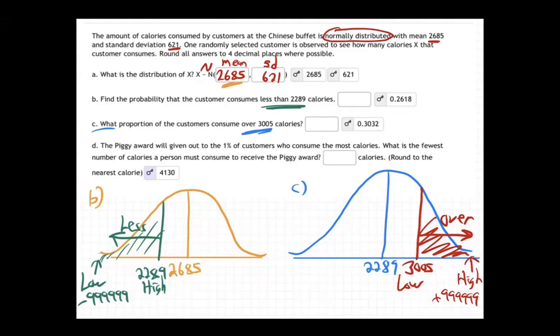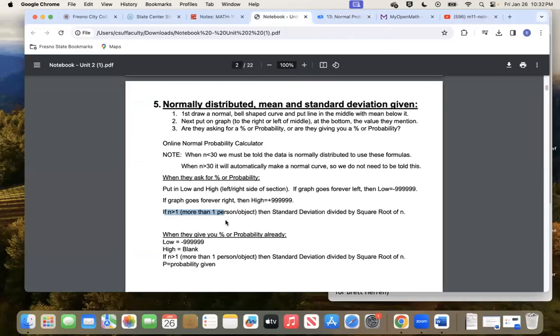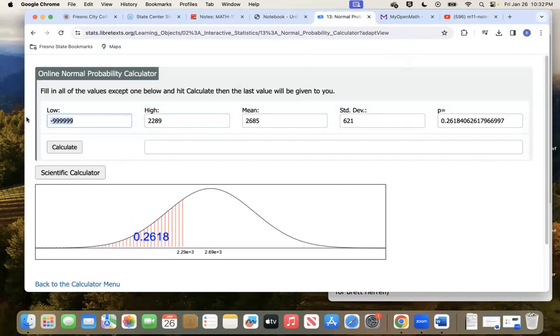Let's go to the calculator, same kind of thing. You see in the notes again real quick, right? If the graph goes forever right, positive 569. Okay. We know all that. Come in here. The low now is 3005 because it was 3005 or more, right? Over 3005. The high is positive infinity. Keep the mean and the standard the same. Get rid of this p because we're going to have a new p, and calculate. So 0.30317, or 0.3032. So we got that right. That's the right answer. All right.